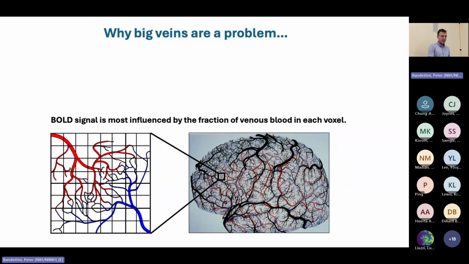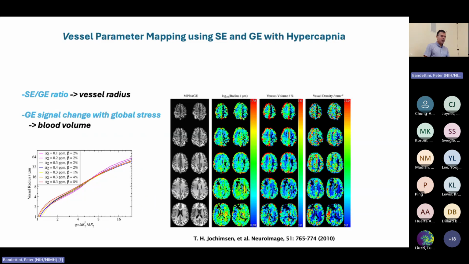I'll talk about a few ways to look around this, but I also just wanted to bring up this paper because I thought it was such a nice paper when it came out. It's still a nice paper. And that is, there's things you can do with the spin echo to gradient echo ratio of the signal. I think it was Bob Turner's group at the time, and they used two things: one, hypercapnia, and two, looking at the spin echo to gradient echo ratio. And they found that they were able to make maps of vessel radius in the brain, and also to make maps of blood volume in the brain.